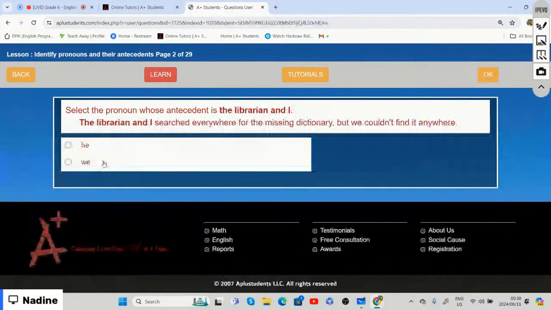The librarian and I searched everywhere for the missing dictionary, but we couldn't find it anywhere. So we now need to look at the noun phrase, which is the librarian and I, and we need to select the pronoun that refers back to the librarian and I. It says the librarian and I searched everywhere for the missing dictionary, but we couldn't find it anywhere.